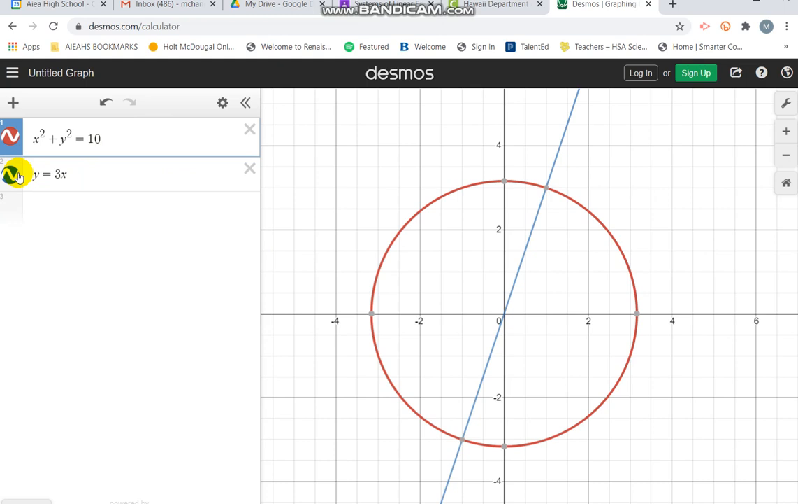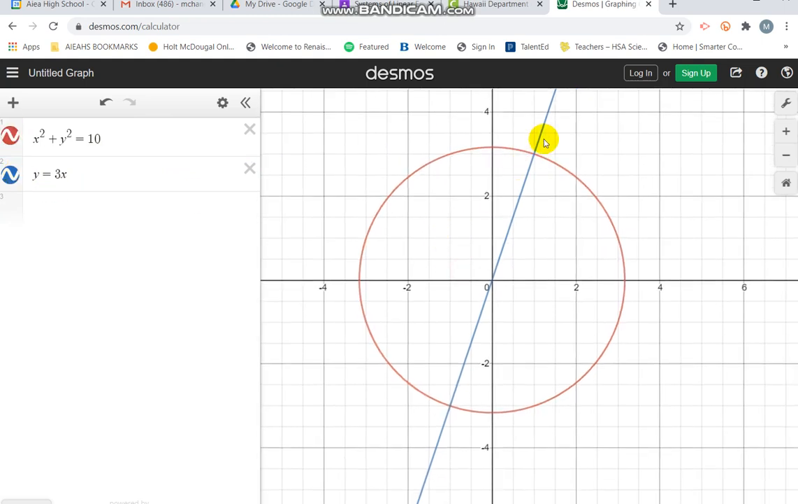If we want to identify how many solutions we have, we have 2 solutions. We look at the circle, you see the red circle here, and then we look at the blue line. These are two solutions to the problem. It's going to be at 1 comma 3 and negative 1 comma negative 3. All right. So that's basically it on identifying solutions when you have two particular equations.